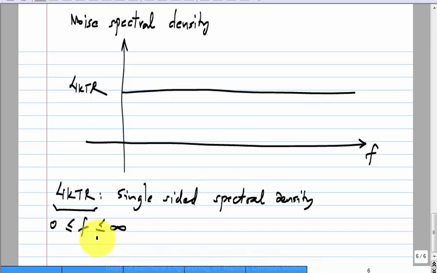So, what is the variance of resistor noise? I told you that I have a resistor with 4KTR, right? You see the spectral density here, what is the area? Infinite. Okay. So, according to this model actually it is infinite. Of course, there is something wrong with the model in that it is not exactly white.